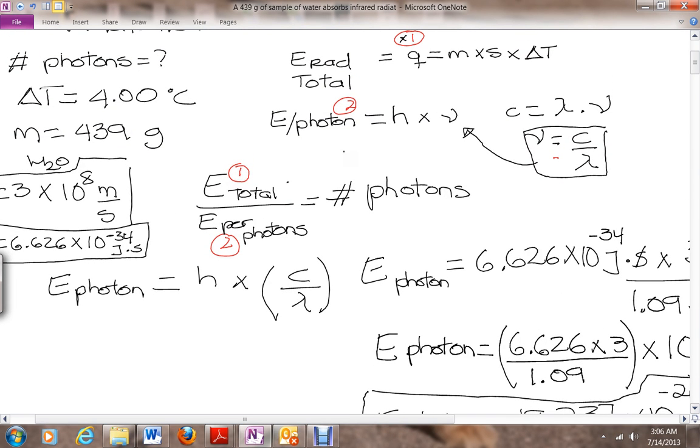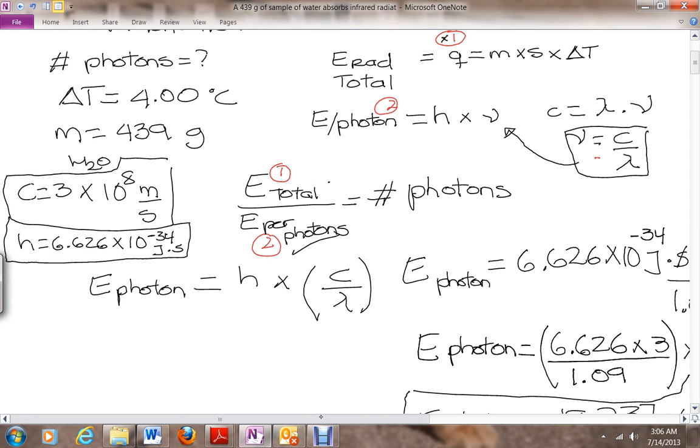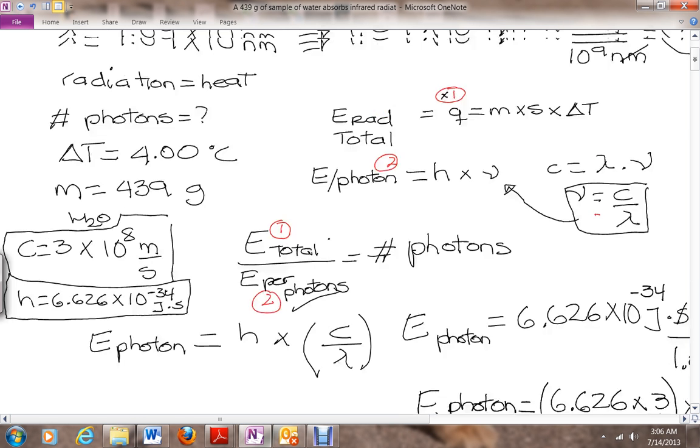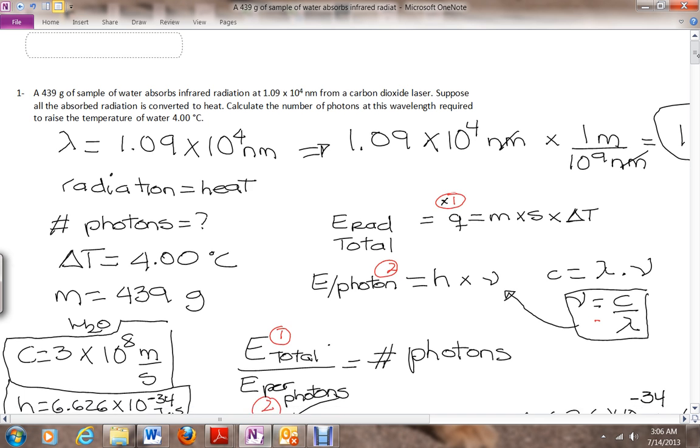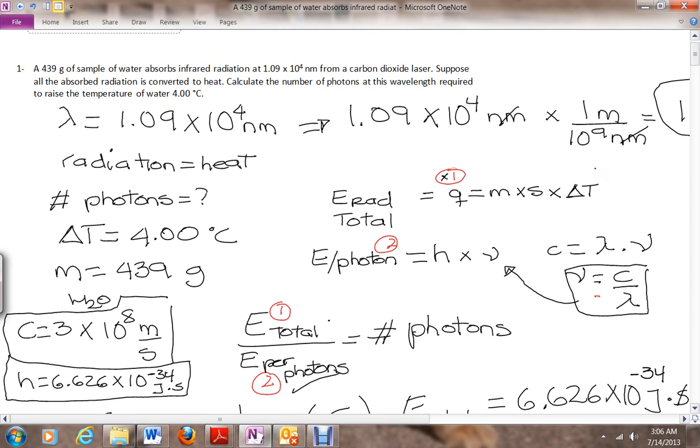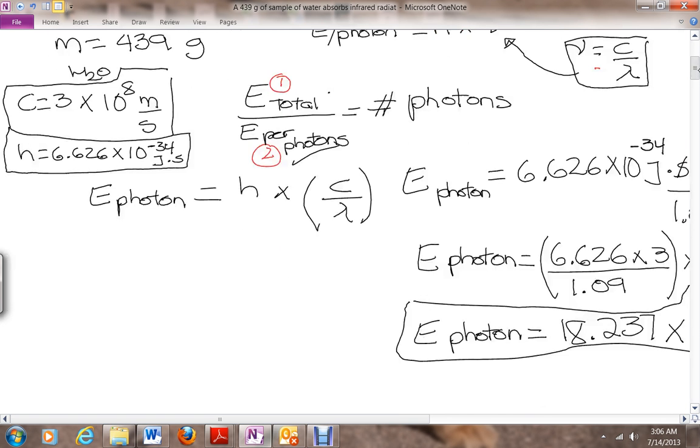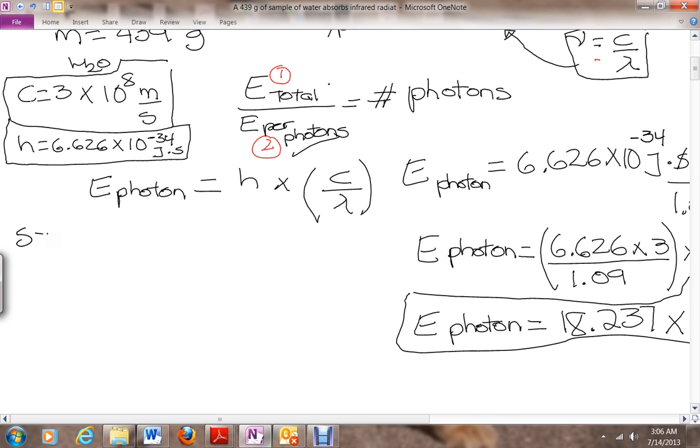Now, how can we find the total energy of the sample? Well, we know the temperature, we know the mass, and it's water. So that's another constant you're always going to have, the specific heat of water. Using this formula one, we're going to plug in the values we have. Just as a reminder, the specific heat of water would be 4.184 joules per gram per degree Celsius.